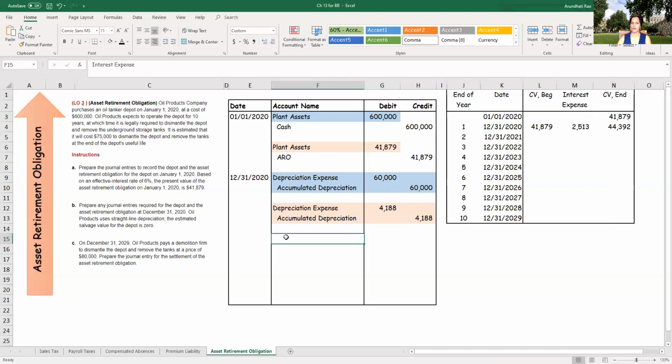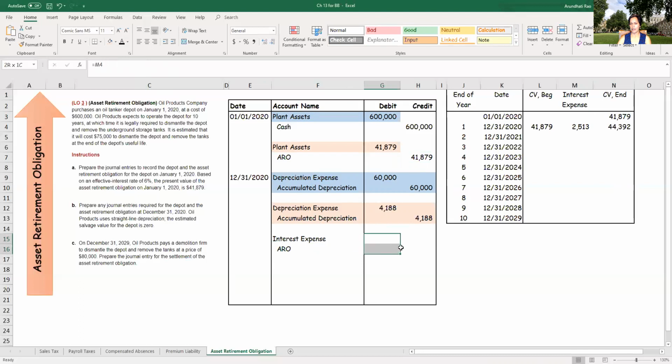So my journal entry on December 31st is interest expense debit, asset retirement obligation credit. Remember, this account I want to keep growing, so that's what I'm doing here. Interest expense debit, asset retirement obligation credit, and the amount for the first year is $2,513.